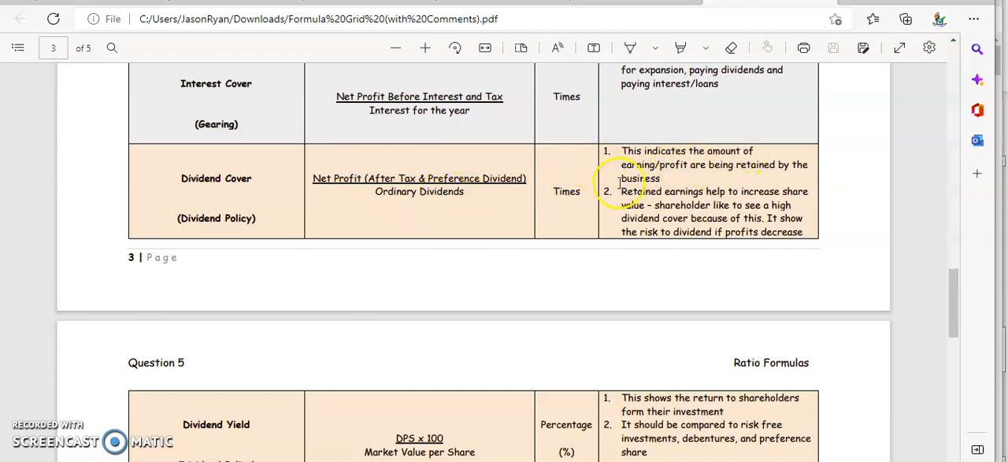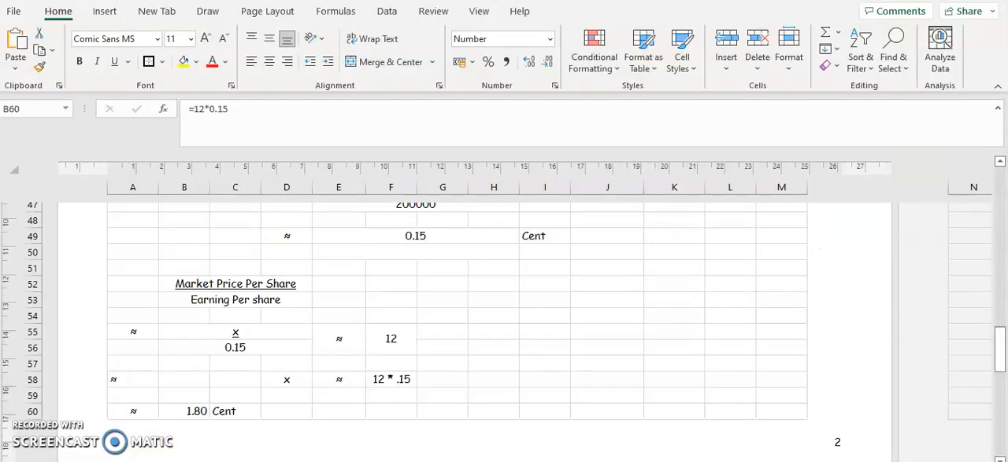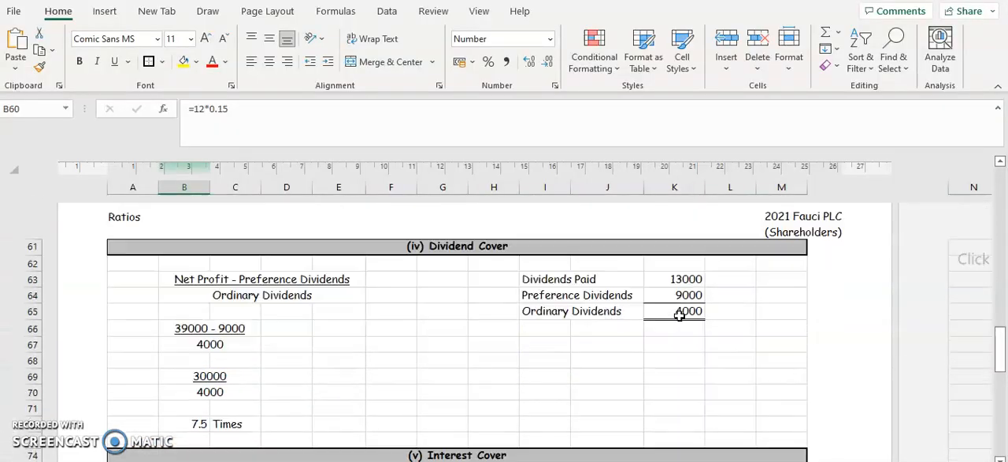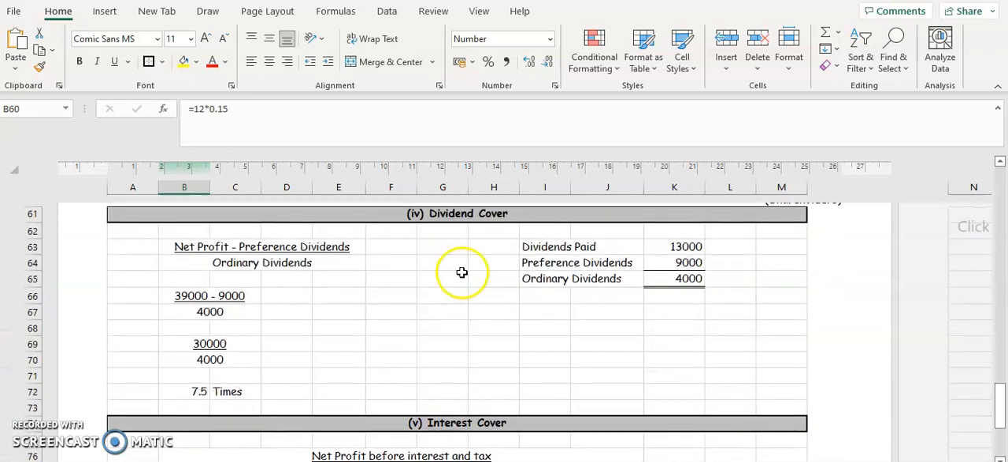This indicates the amount of earnings, profit, being retained by the business. Retained earnings help to increase share value. Shareholders like to see a high dividend cover because it shows the risk to dividend if profits decrease. It looks at how much the company can cover the dividends in the business itself. So we said that your dividend cover is your net profit take away preference dividends divided by ordinary dividends.